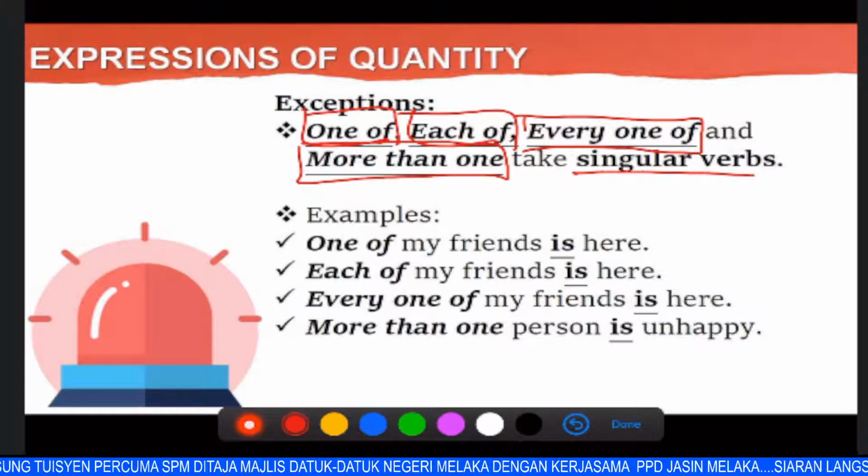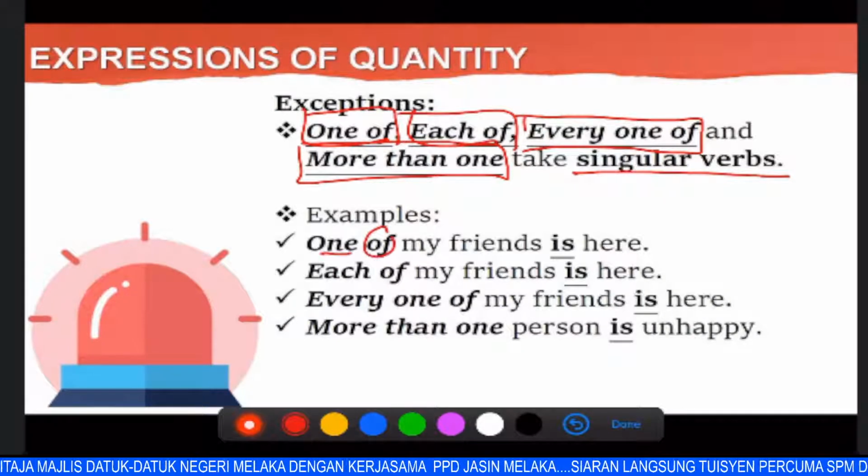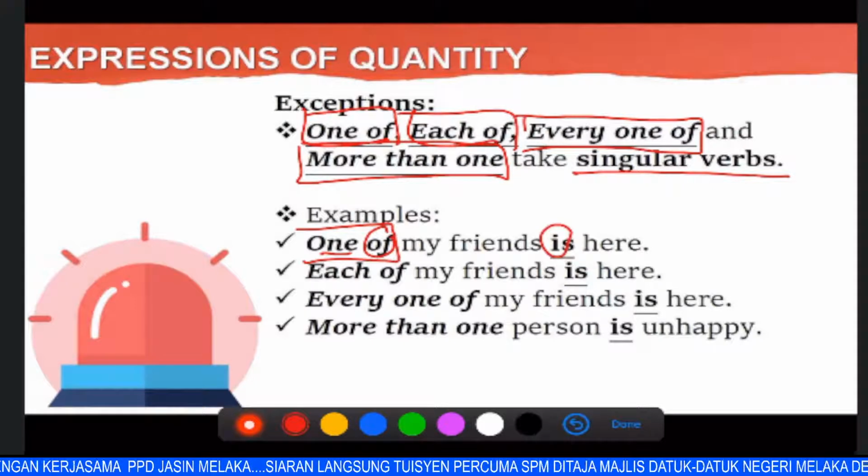The example: one of my friends is here. One of means that only one. Only one of my friends is here. That's why we use is. Because we use the words one of, refer to the rule here. It takes a singular verb. So one of, singular verb is. One of, singular verb has.